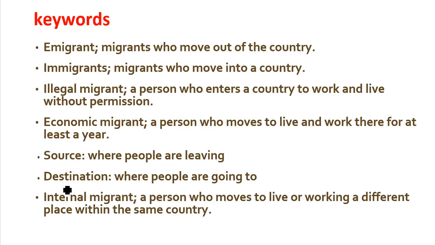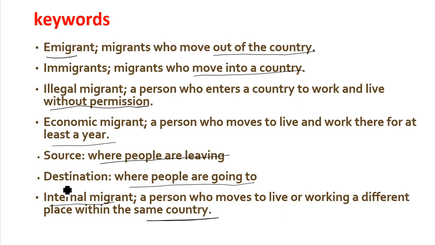So what are some keywords we need to look at? Emigrants are migrants who move out of a country. Immigrants are migrants who move into a country. An illegal migrant is a person who enters a country to work and live without permission. An economic migrant is a person who moved to live and work there for at least a year. Source is where people are living. Destination is where people are going to. An internal migrant is a person who moved to live or work in a different place within the same country.